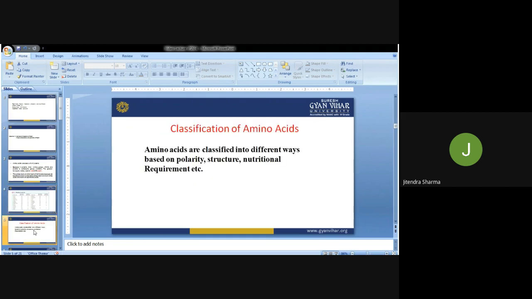Then the classification of amino acids. Amino acids are classified in different ways based on polarity and structure. Polarity means what kind of arrangement and bonding is there in the chemical structure. On the basis of polarity, then structural classification, then nutritional requirement, amino acids are classified into different categories. That is to be discussed here in detail.